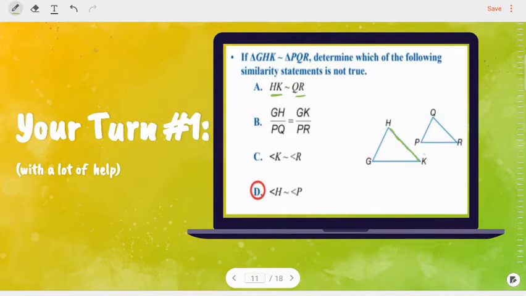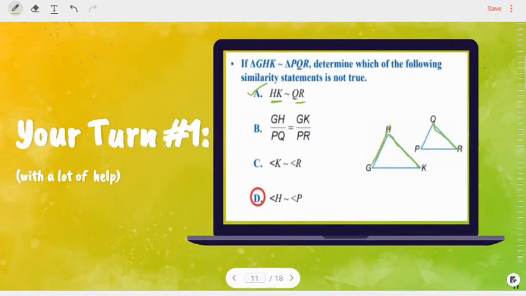HK, is that matching to the same shape on the other one? Yep, so that one's good. Okay, GH over GK over PQ. So far, so good. GK over PR. So those are matching sides, so that one checks out.